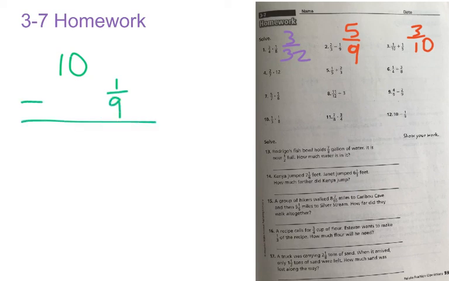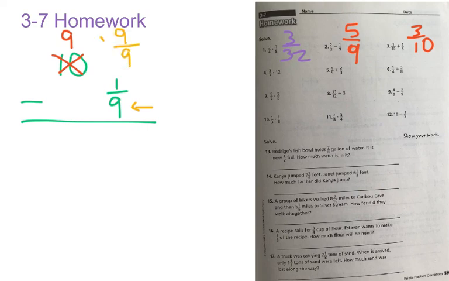And we have a whole number of 10, and if we look at the whole number of 10, we know we're going to need to borrow one whole from that, and that 10 is then going to become a 9. So we have 9. When we take the one whole out of that, we can look at the denominator down here, which is 9, because this is in ninths, and we can take one whole and write it in ninths, and one whole is 9/9.